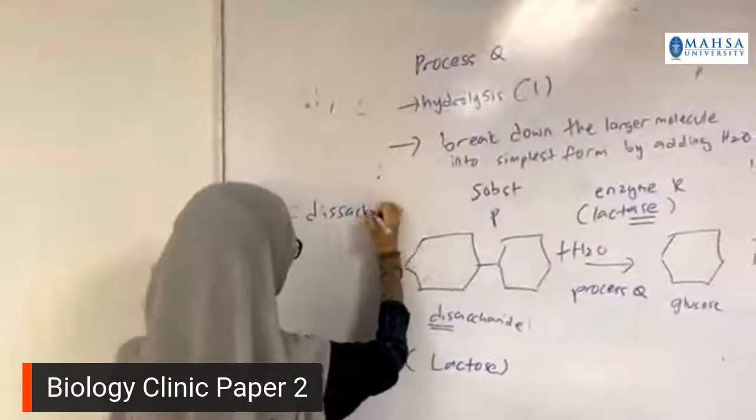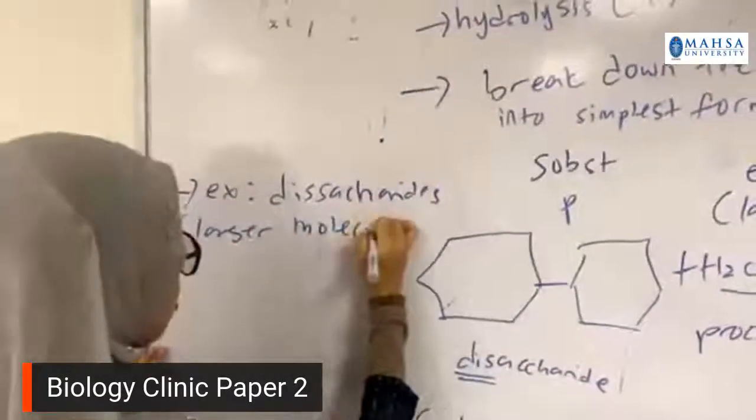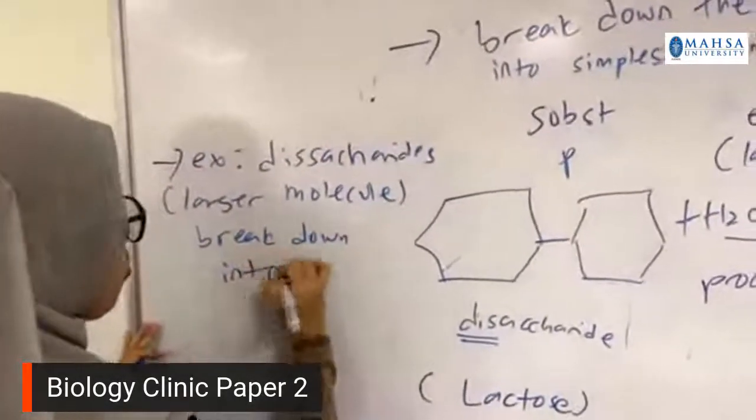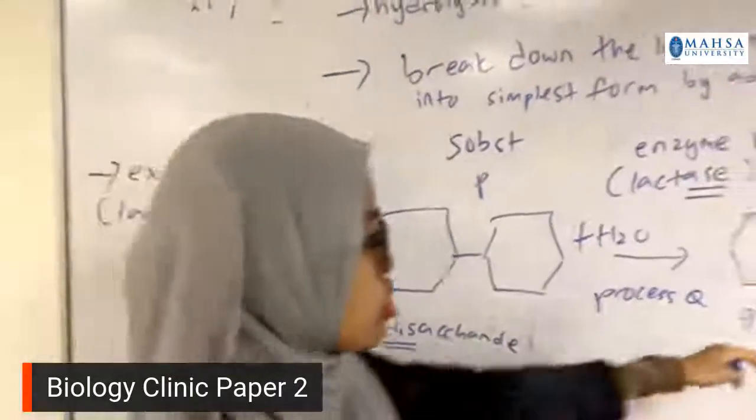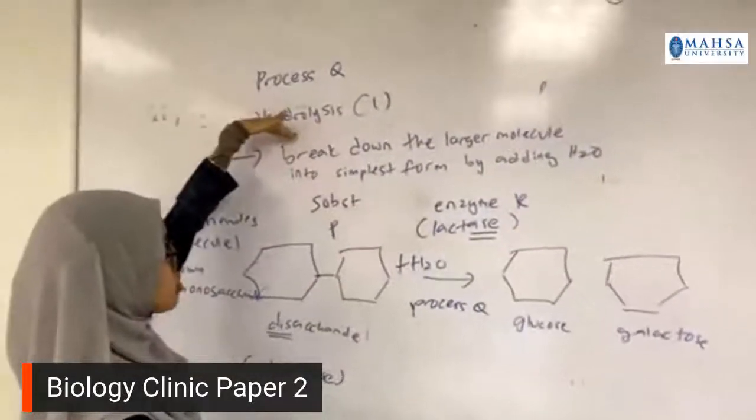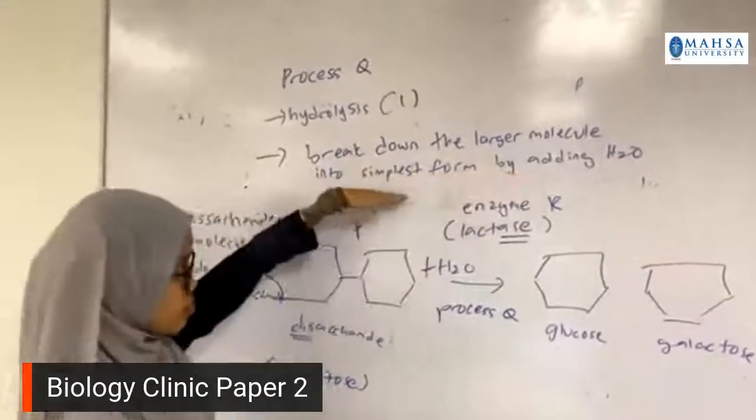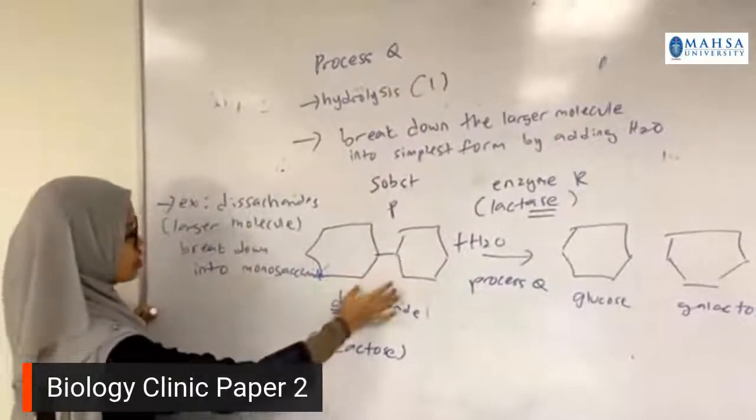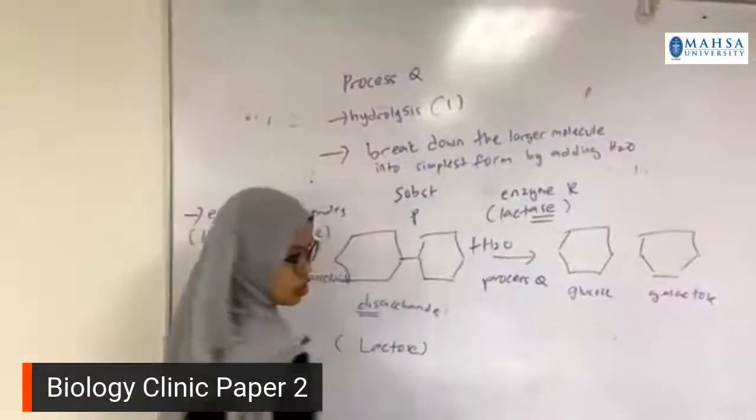For the example, disaccharide is the larger molecule. It will break down into monosaccharide, namely glucose and galactose. So that is how you can get the 3 marks. Name the process, hydrolysis, and then explain the process: breaking down the larger molecule into the simplest form by adding water. And the example is disaccharide, the larger molecule, breaking down into monomers, which are glucose and galactose.